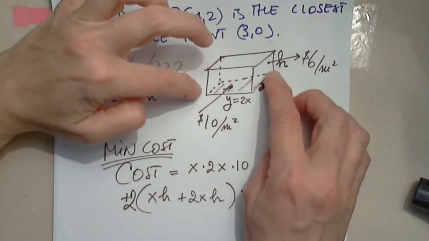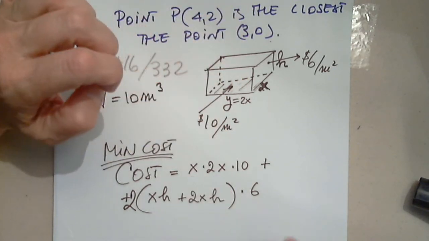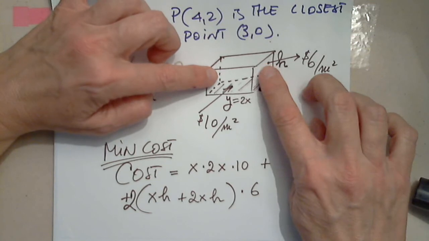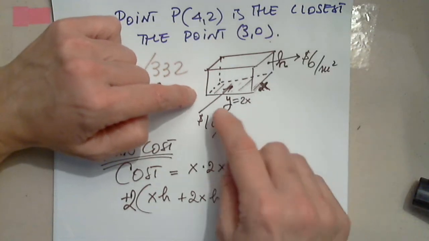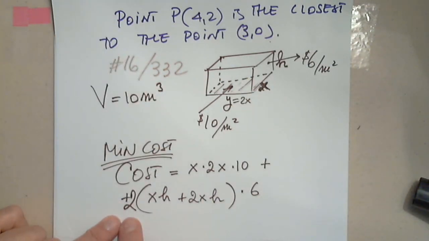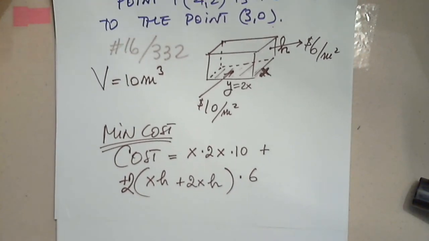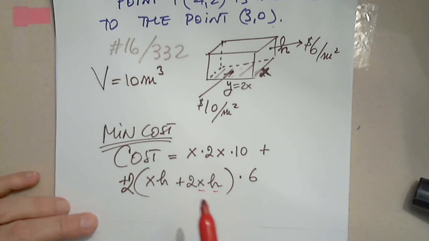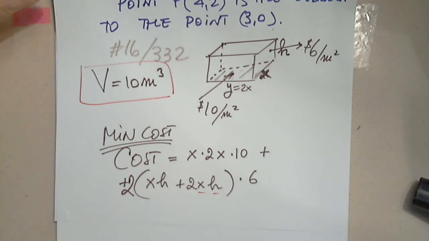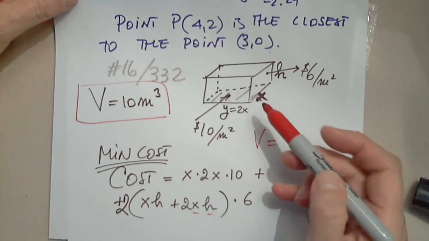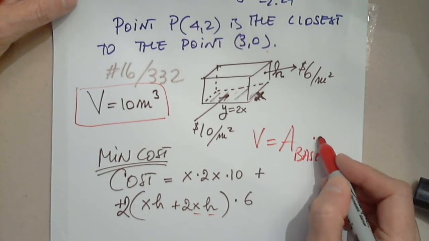So one more time, I have the area of the base, x times 2x, multiplied by the cost per square meter, plus two sides that are x times h, and two sides that are 2x times h. I notice that this cost function has two variables in it, x and h, but I do have an additional piece of information that is extremely helpful, because I know that the volume of this container is area of the base multiplied by the height.